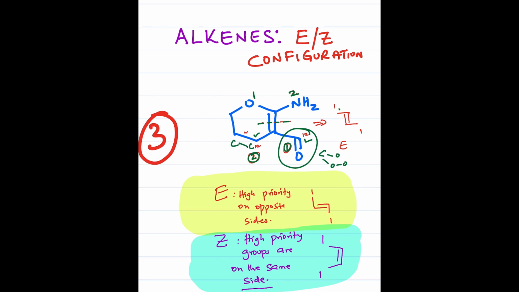So you end up with a double bond where now the high priority on the top carbon is on the left, while the bottom carbon is on the right. So you end up with something that looks like that, and you can see that that's on the opposite side of the double bond, and therefore it becomes an E alkene.